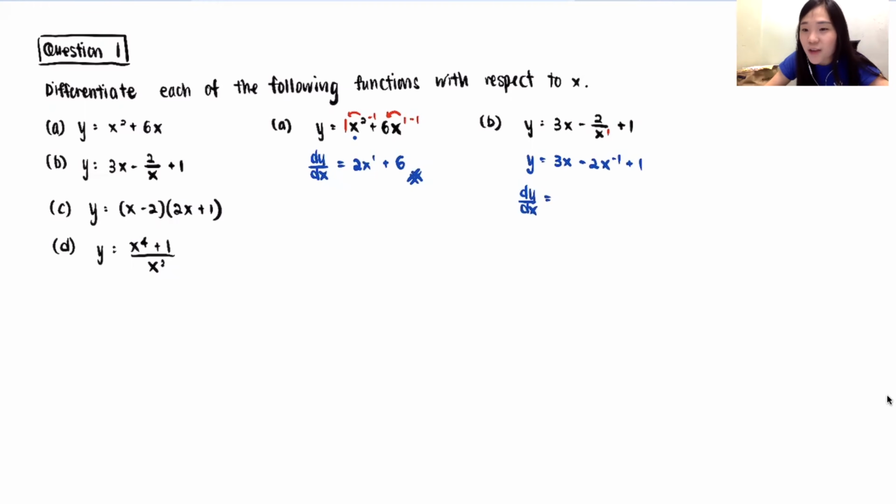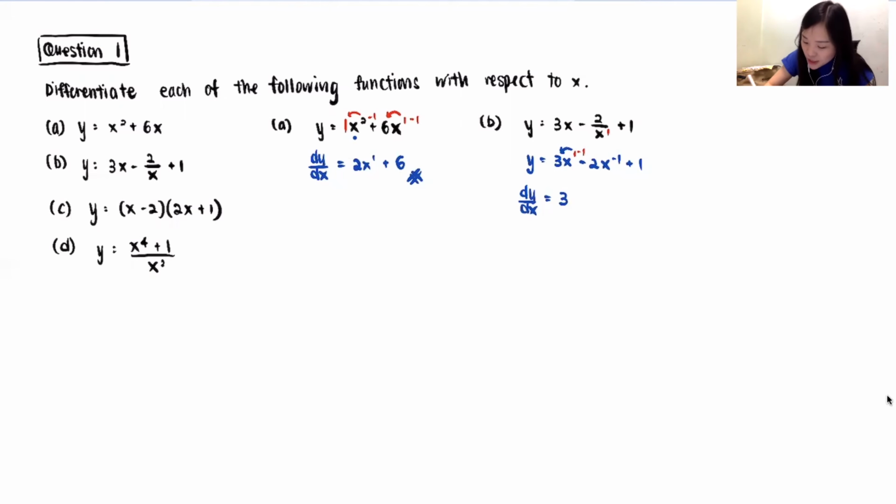So how do we differentiate? We will times and then we will minus 1, like how we always do. So this x, nothing there, is power 1. So 1 times 3, 3. Power 1 minus 1 is power 0. Do I still have any x left? No, 0. No need to write.